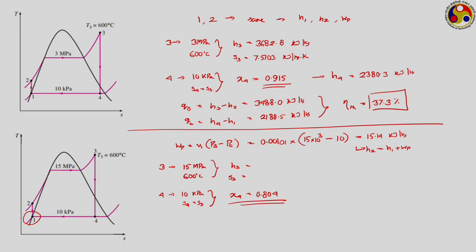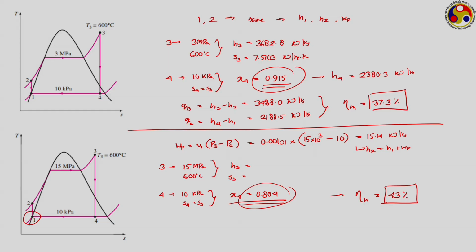So, boiler pressure has increased, maximum temperature and condensation pressure remain the same, and the turbine exit quality has come down from 0.915 to 0.804 because of the increase in the boiler pressure. And if you calculate QB and QC, your thermal efficiency will come to approximately 43%. So, though there is a reduction in the turbine exit quality, there is a significant increase in the thermal efficiency. So, you may have to go for some kind of trade off.